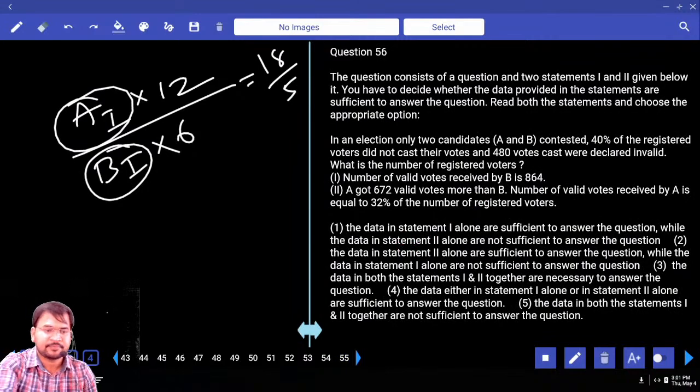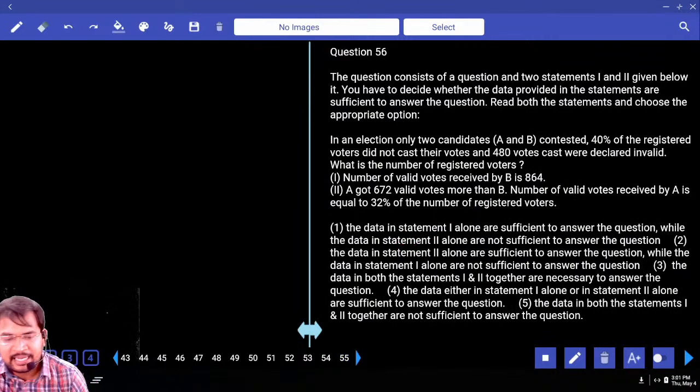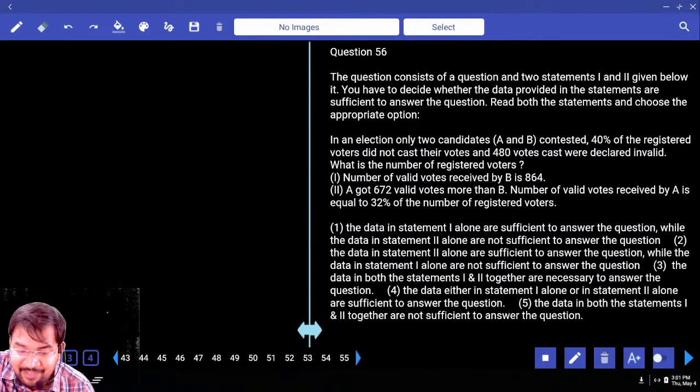Next one. In an election, only two candidates, A and B, contested. 40% of the registered voters did not cast their vote. And 480 votes cast were declared invalid. What is the number of registered voters?